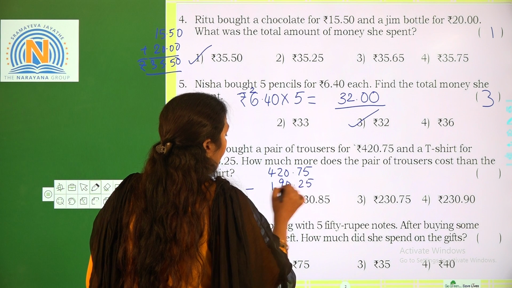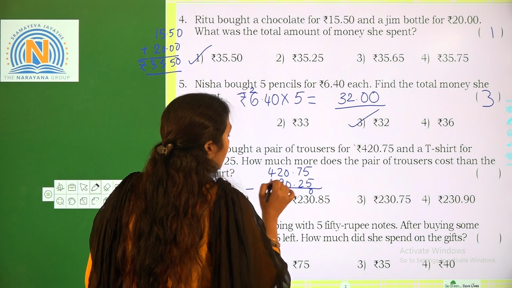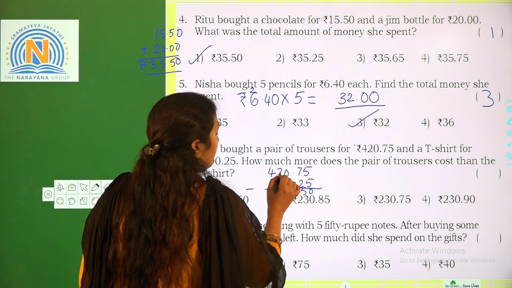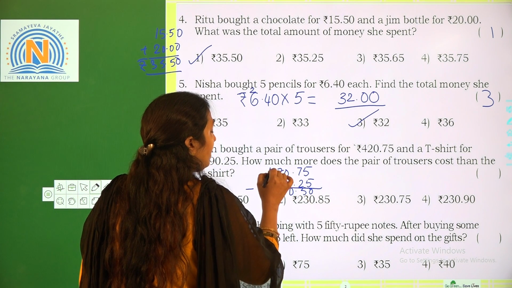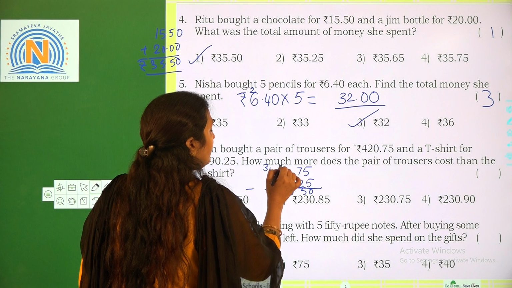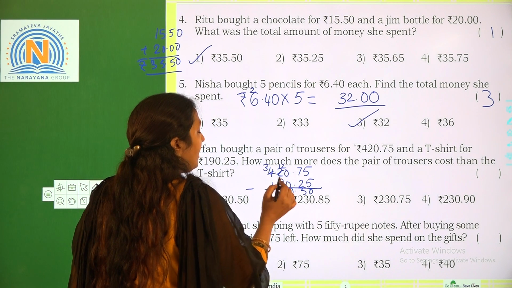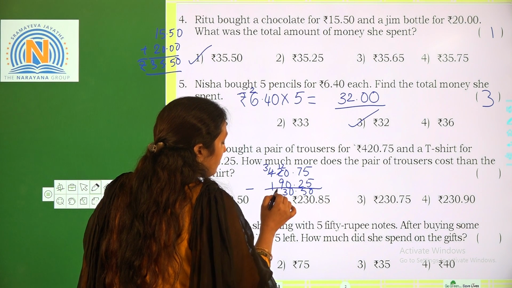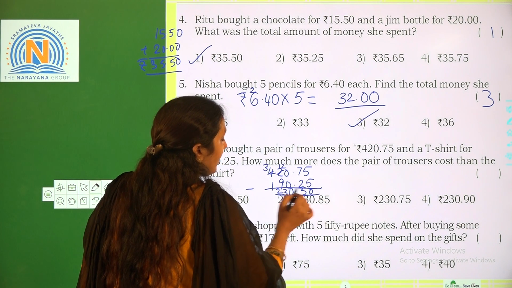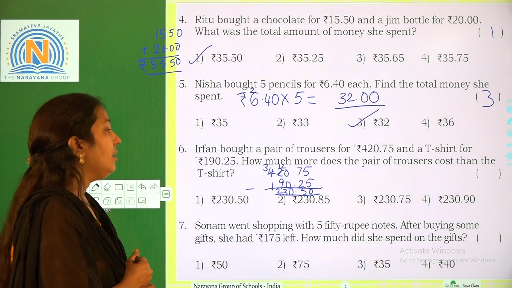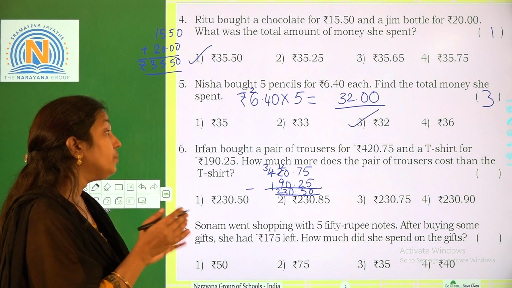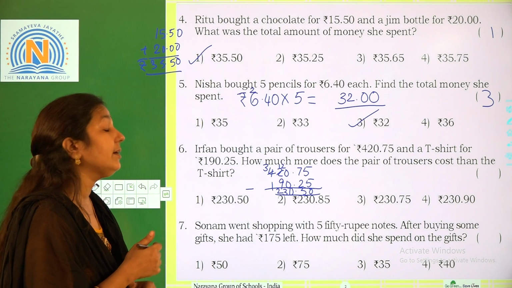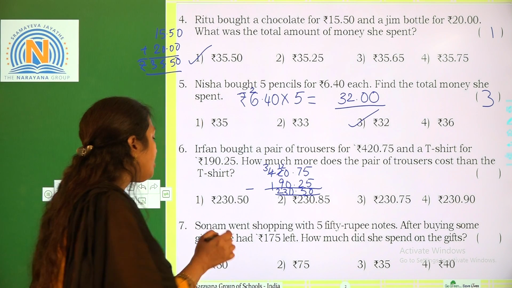190 rupees 25 paise. 5 minus 5 is 0 and 7 minus 2 is 5. 0 minus 0 is 0. 2 minus 9 we cannot, we have to regroup it. 2 will become 12, 4 will become 3. 12 minus 9, how much, children? 3. 3 minus 1, 2. So 230 rupees 50 paise. How much more does the trousers cost than the t-shirt? 230 rupees 50 paise. Which is the correct option?